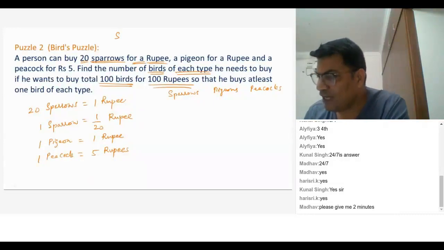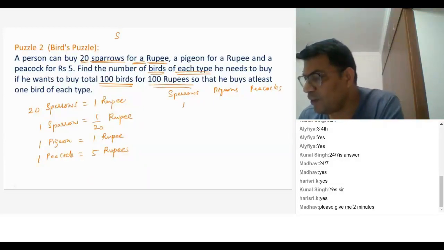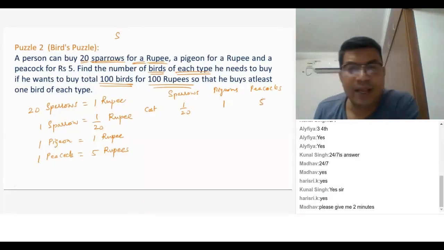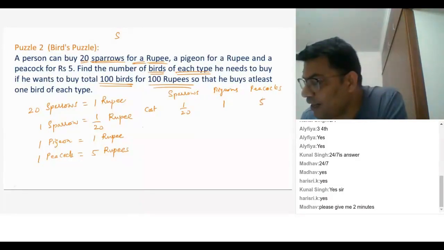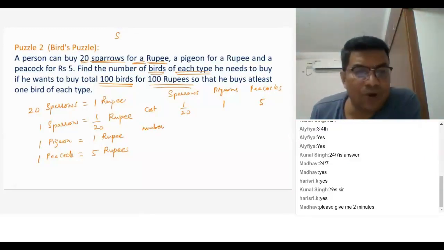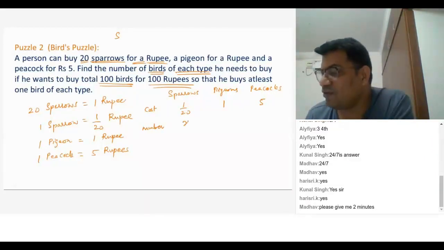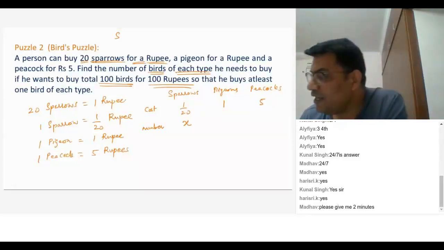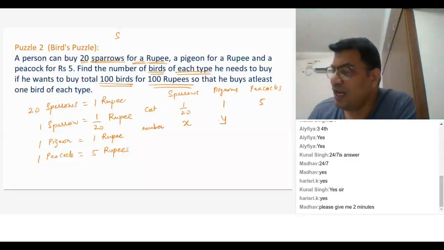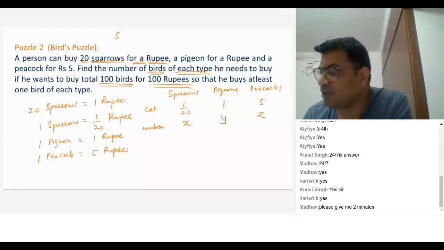So let's assume one sparrow would cost you 1/20th of a rupee. This is the cost. Pigeon is 1 rupee. Peacock is 5 rupees. Now we don't know the number of them. So let me assume the number. Let me assume there are X number of sparrows that I have. Let me assume Y number of pigeons. Let me assume Z number of peacocks.